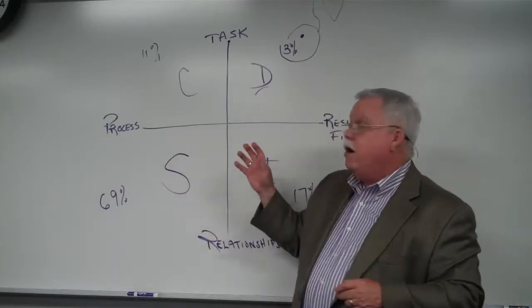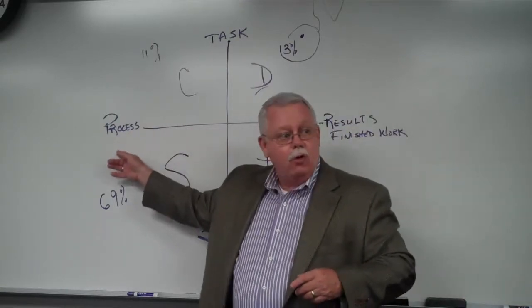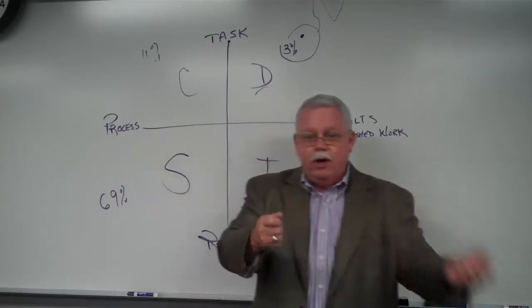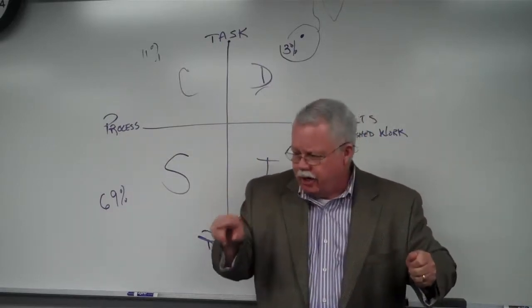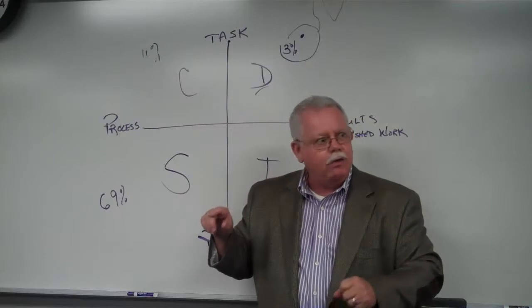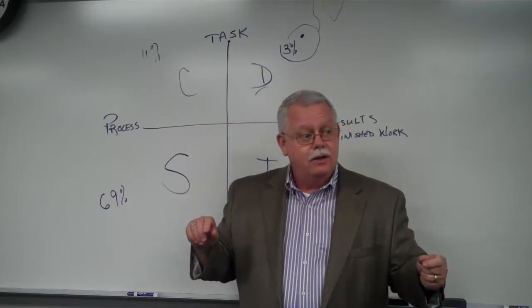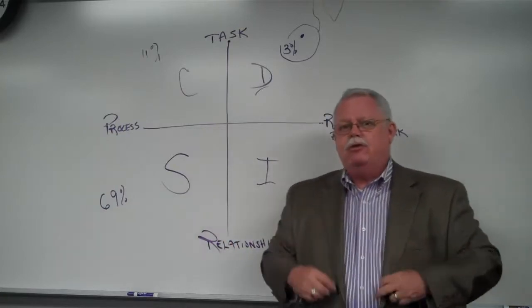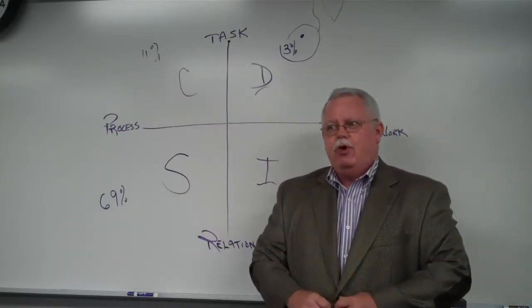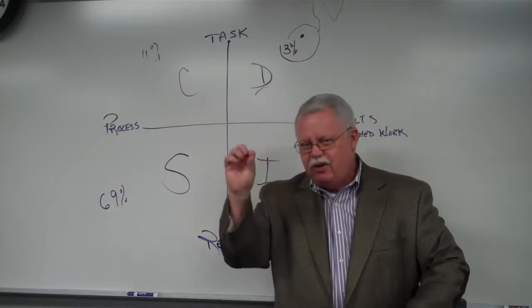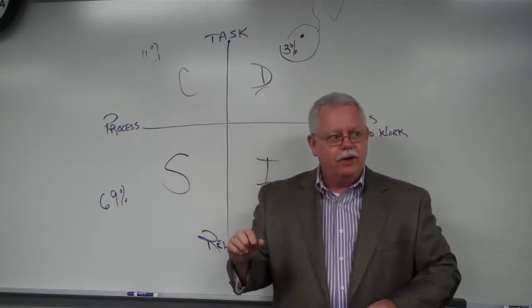But people who are more process-oriented will pick up the manual and go through it one page at a time, checking out the buttons. It'll take them a long time to get it right, but they'll know everything about the damn thing. Okay? Who do you think would make a good accountant? The C personality. Attention to detail. Meticulous attention to detail. Okay?